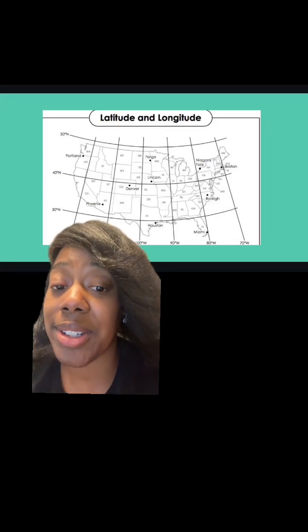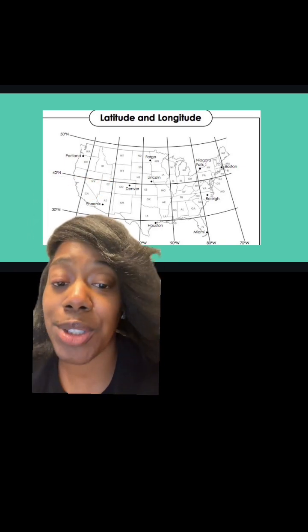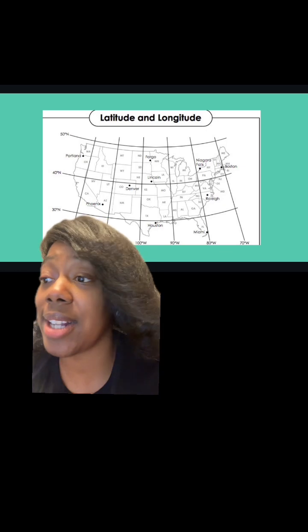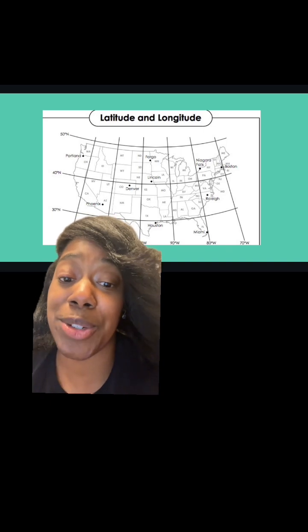To get a little technical here, we're going to talk about latitude and longitude. Maps often use a grid system made up of horizontal and vertical lines. These lines help pinpoint the exact location where you are at.